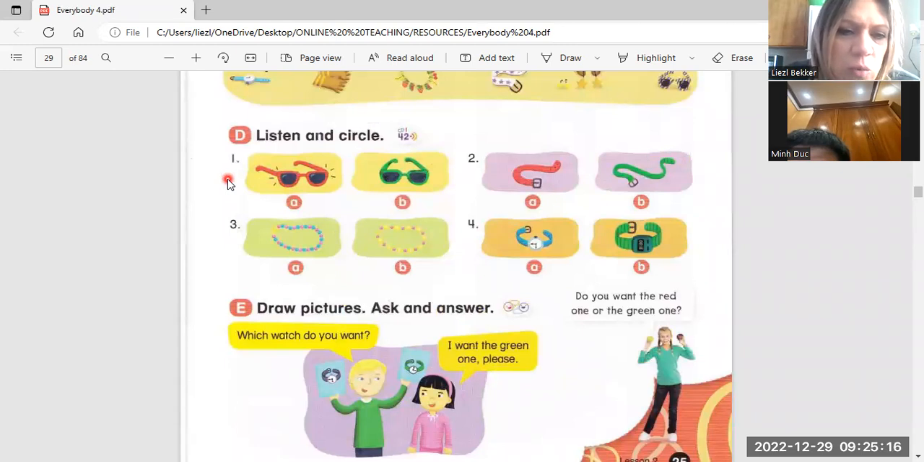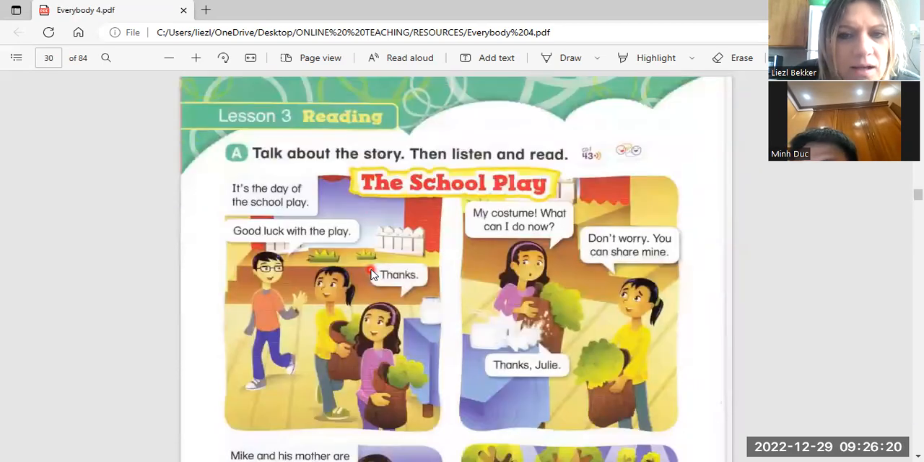Number one, which sunglasses do you want? I want the red ones, please. Number two, which belt do you want to wear? I want to wear the green one, please. Which necklace do you want to wear? I want to wear the red one, please. Okay. Which watch do you want to wear? I want to wear the blue one, please. Okay. Let's read the story.